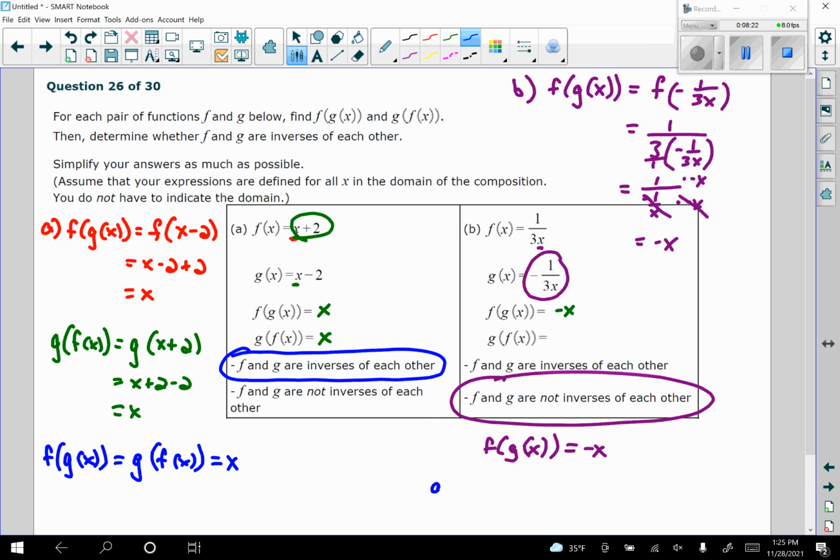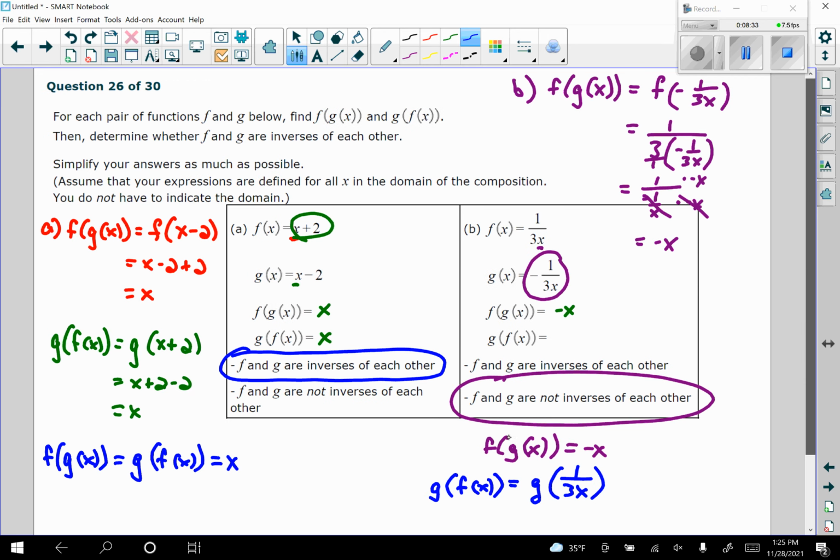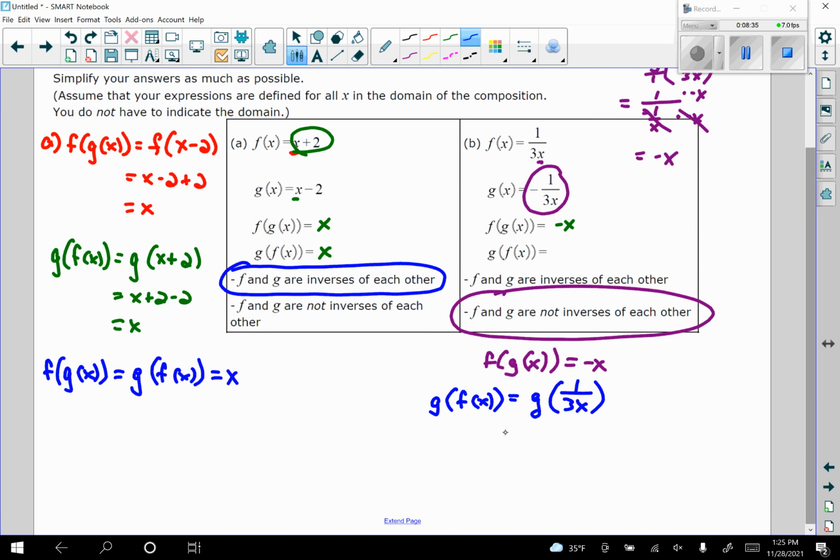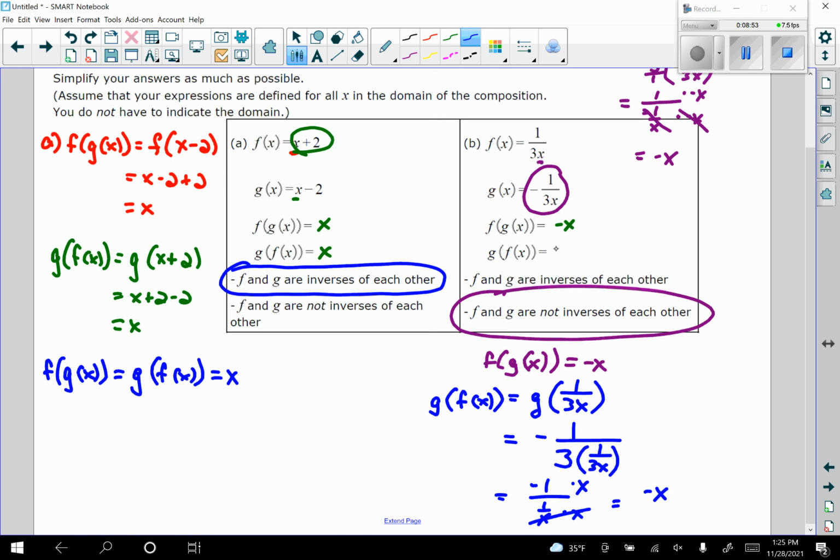Let's do g of f of x. So this becomes g of 1 over 3x. So now we're going to get negative 1 over 3 times 1 over 3x. Again, the 3's divide out, so we're left with negative 1 over x. Same situation here, multiply by x. Let's go across here. So we'll get a negative x. These divide out, so that's also equal to negative x. So again, that justifies that they are not inverses of each other.